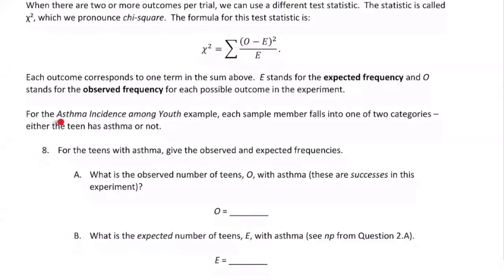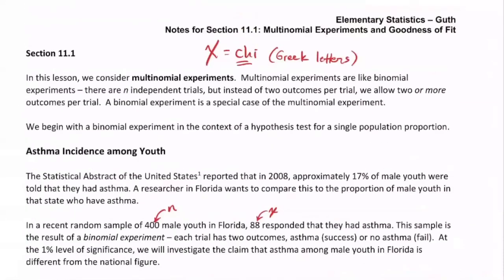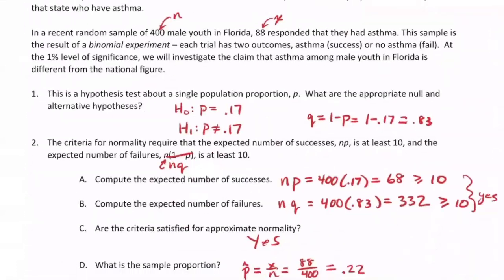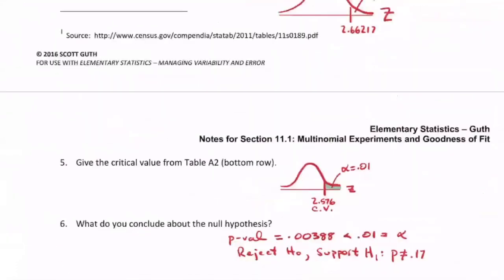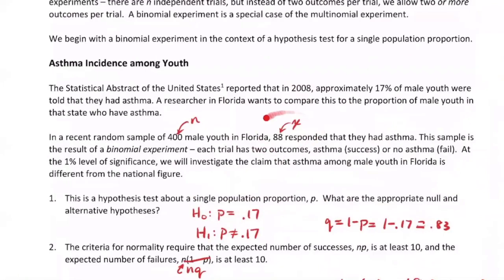So it says, for the asthma incidence among youth example, each sample member falls into one of 2 categories. Either a teen has asthma or not. For the teens with asthma, give the observed and expected frequencies. So what's the observed number of teens with asthma? I think it was 88. Can't find it. Wait, it's up here. Here we go. 88 kids had asthma out of 400, right?